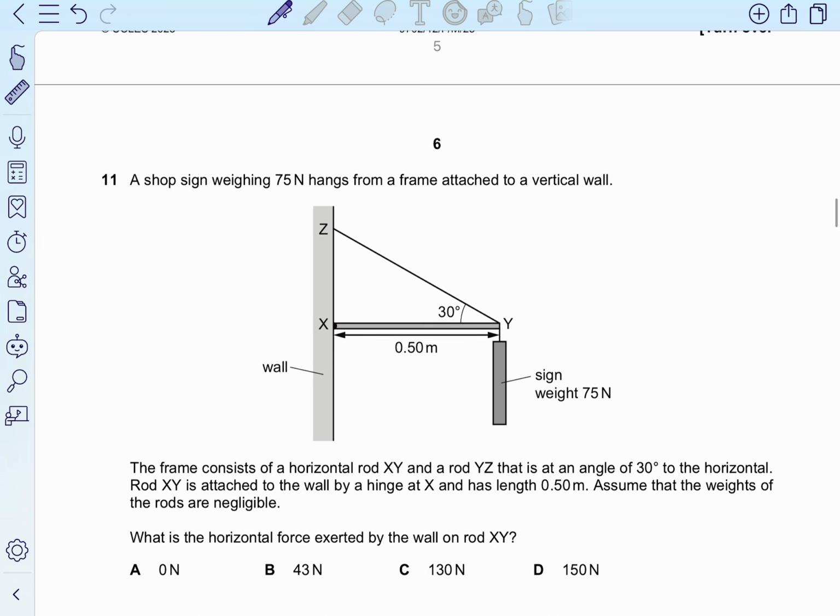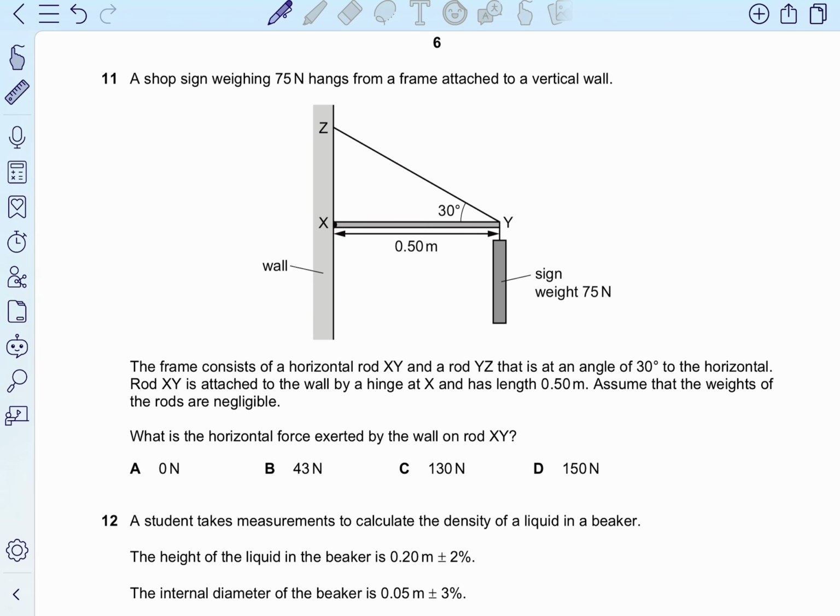Question number 11. A sharp sign which weighs 75 newtons hangs from a frame that has been attached to a vertical wall. The frame consists of a horizontal rod XY and a rod YZ that is at an angle of 30 degrees to the horizontal. The rod XY is attached to the wall by a hinge at X and has a length of 0.5 meters. Assume that the weights of the rods are negligible. What is the horizontal force that is exerted by the wall on the rod XY?